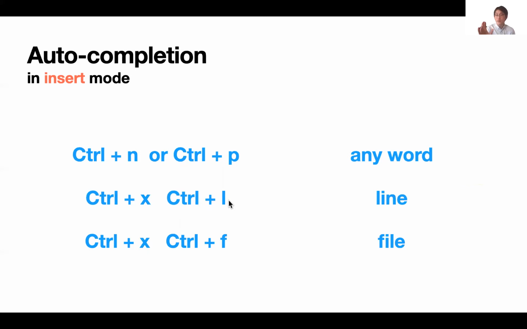Control X and then Control L. That will show a list of lines that you want to put in. I can show you them together. And this is something that is very useful.